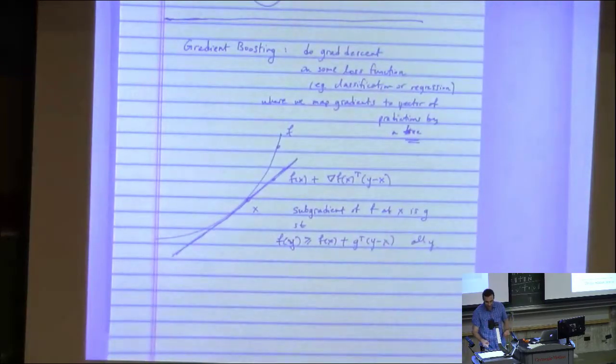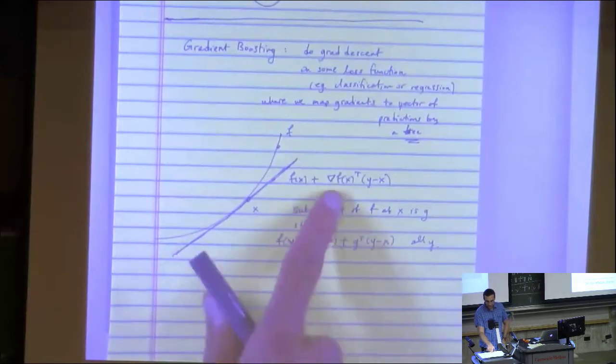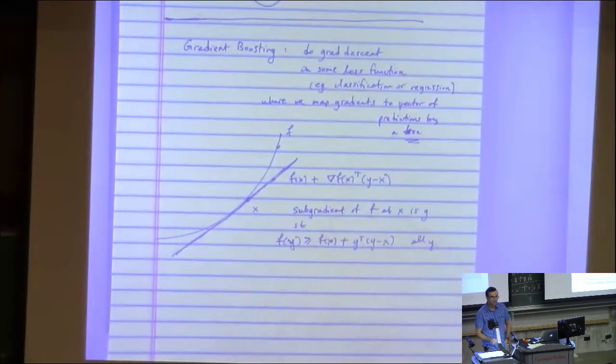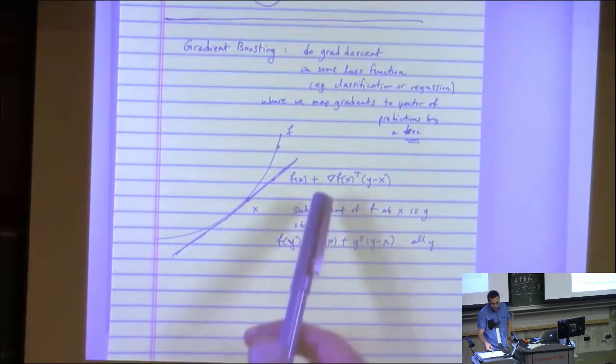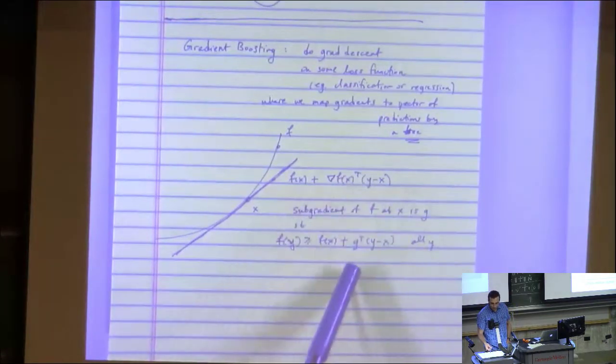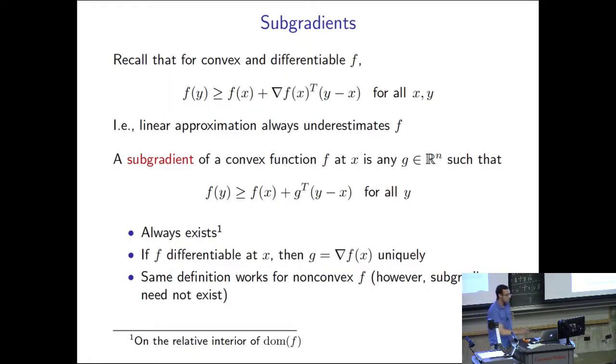If the function is differentiable at the point x, then its gradient is certainly a subgradient, because it does satisfy this condition. And in fact, if it's differentiable at x, then the only g that satisfies this is the gradient. So when it's differentiable, there's only one subgradient, uniquely the gradient. But if it's not differentiable, there could be many subgradients at a particular point x. The same definition works for non-convex functions, but for non-convex functions, subgradients need not exist.